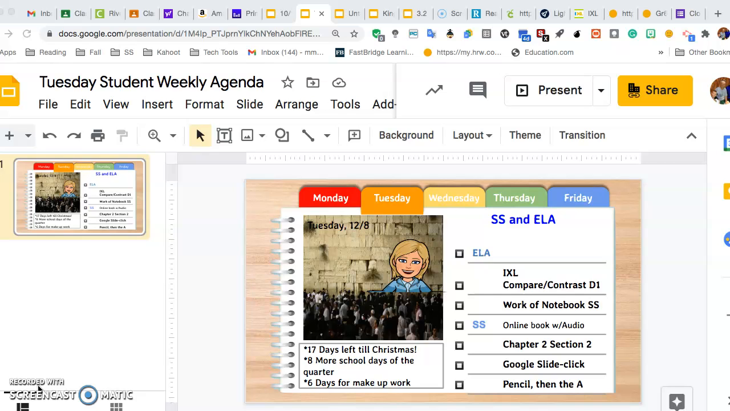For chapter 2, section 2, there is an audio, so you can listen to it as you read if reading's a harder thing for you. And then you have questions. There are 2 pages of questions. That's a Google slide, so you remember that you click on the pencil and then the A to open that up.